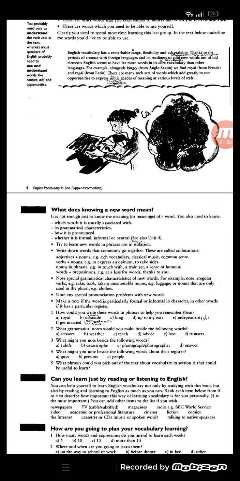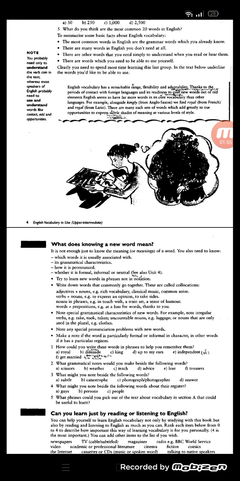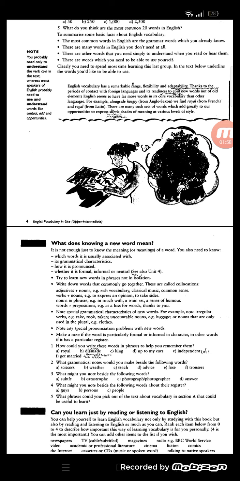Core ở đây nghĩa là cái gì? Only to understand the word quite in the state where most speakers of English probably need to use, understand word like.